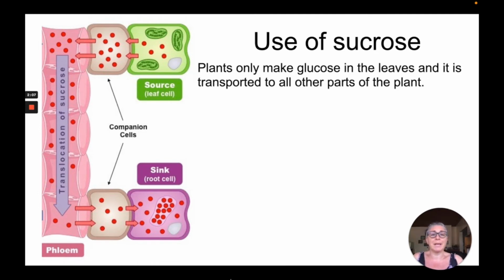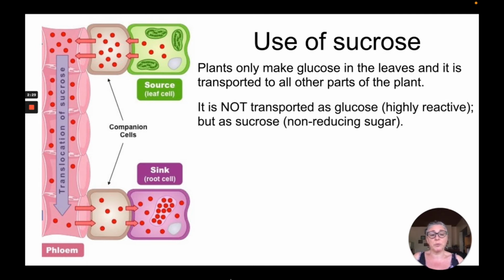Basically, plants make glucose in the leaves. It's going to be stored as starch grains in the leaf, but it can't stay there. So it has to be transported to other areas of the plant. The way that it's going to be transported is through this tube called a phloem, and the phloem runs from the root to the leaf in a plant.